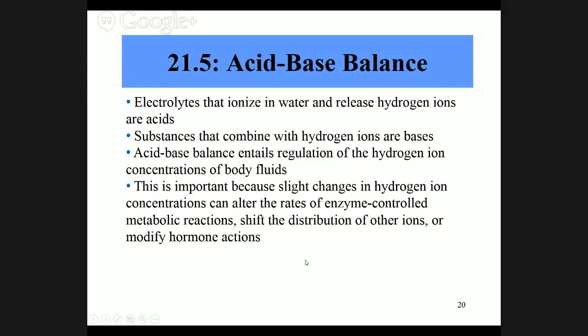Let's talk about the acid-base balance. Electrolytes that ionize in water and release hydrogen ions are acids. Substances that combine with hydrogen ions are bases. The acid-base balance entails regulation of the hydrogen ion concentration of body fluids. Hydrogen ion concentration is also your pH level. This is important because slight changes in hydrogen ion concentrations can alter the rates of enzyme-controlled metabolic reactions, shift the distribution of other ions, or modify hormone actions.